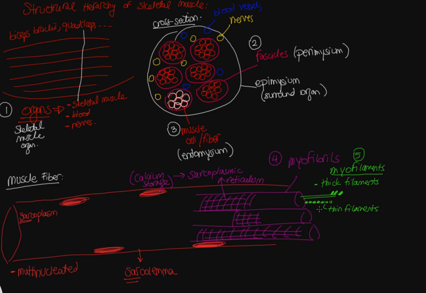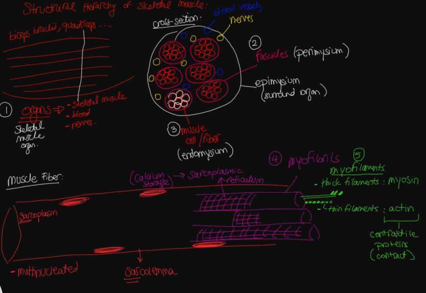And we have 2 types of myofilaments, the thick and thin filaments. The thick filaments are composed of what we call myosin proteins. And the thin filaments are composed of what we call actin proteins. Myosin and actin proteins are very important because these are the contractile proteins of a muscle which allow it to contract.